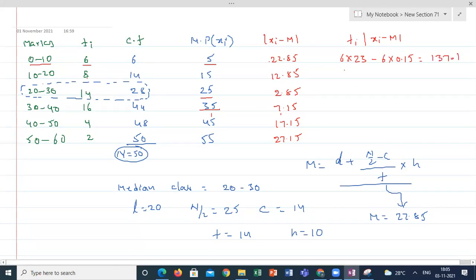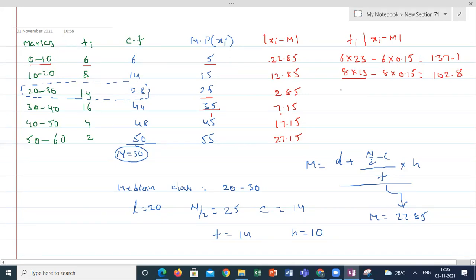This is also the same thing. 8 into 13 minus 8 into 0.15. So you have to subtract 1.2 from 13 into 8. 13 into 8 is how much? 104. 104 minus 1.2 is 102.8.